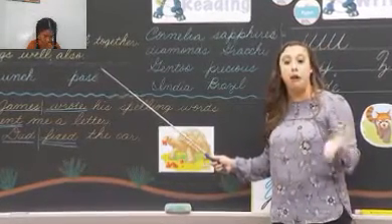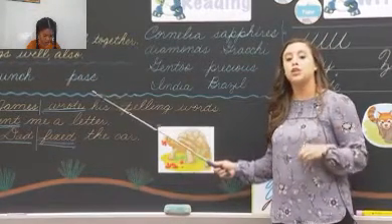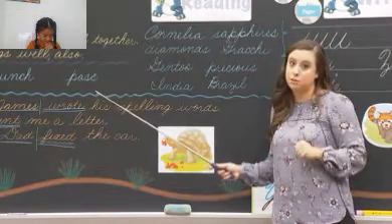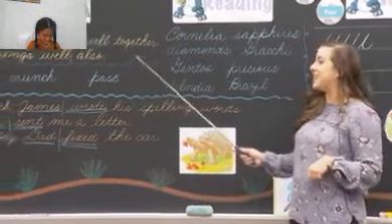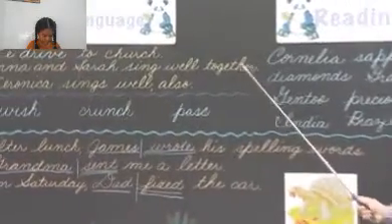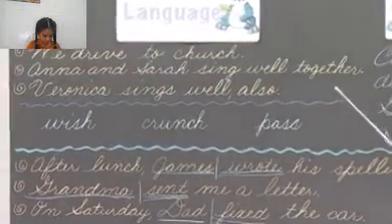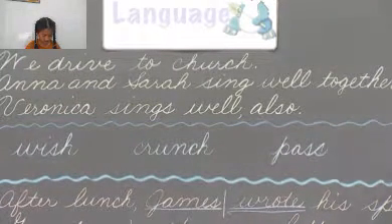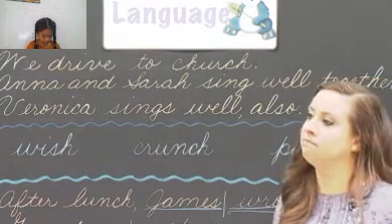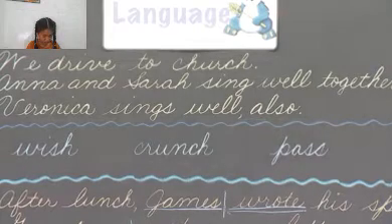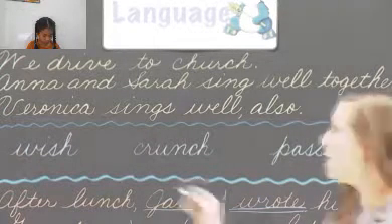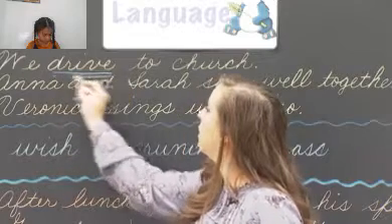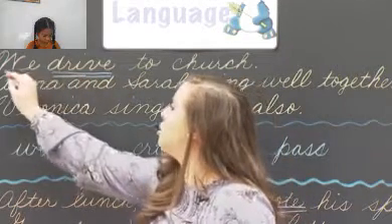Sometimes we can have a compound subject. That means there are going to be more than 1 word in the sentence that could be our subject. Let's take a look at these sentences together. The first one, we drive to church. Let's find the verb first of all. Where is the verb? What is the action? Drive. I'll underline it twice. Who or what drive? We. So we is our subject.